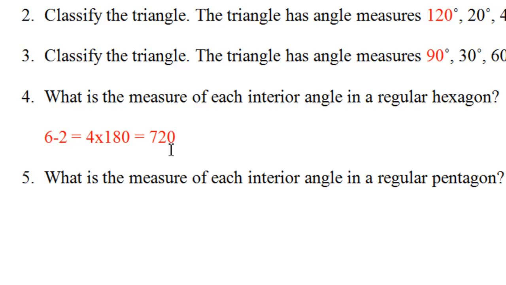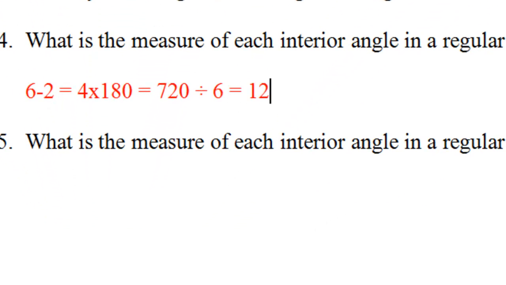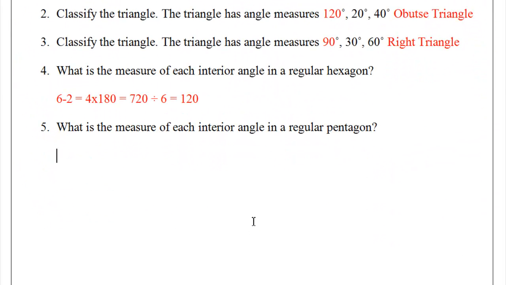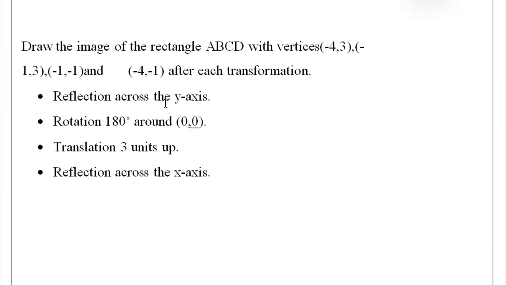I want one angle only, and it's a regular hexagon. What's the meaning of regular? Regular means all the angles are equal. So I will take 720 and divide it by 6. This will equal 120. Same I will do with the pentagon. Pentagon is 5. So 5 minus 2, and the result multiplied by 180 and then divided by 5. That's clear for now. Let's go to the second question here.